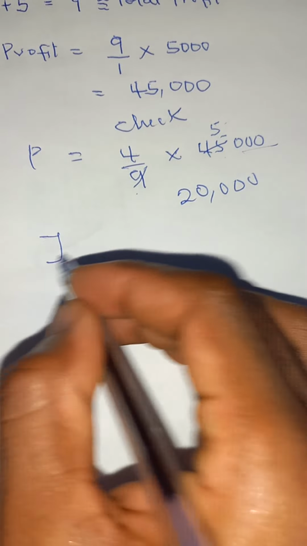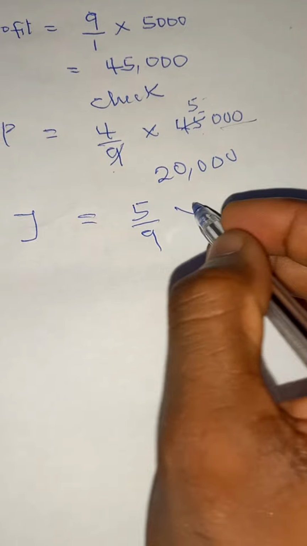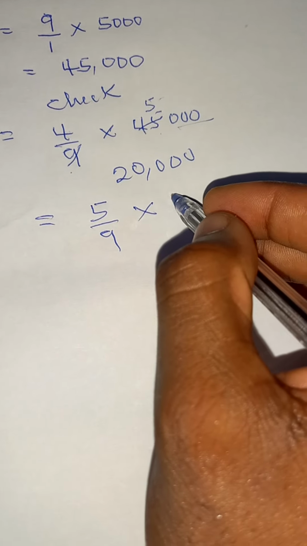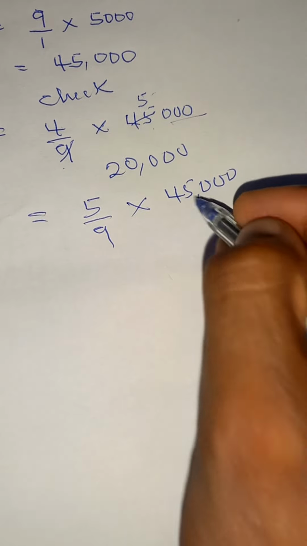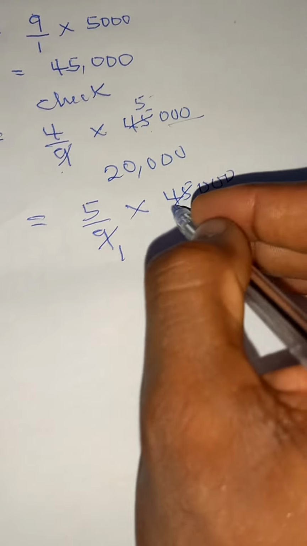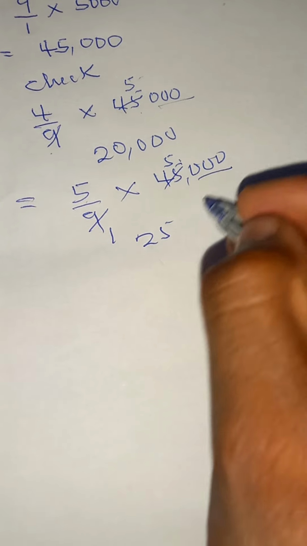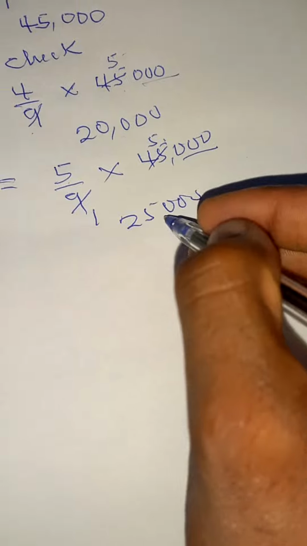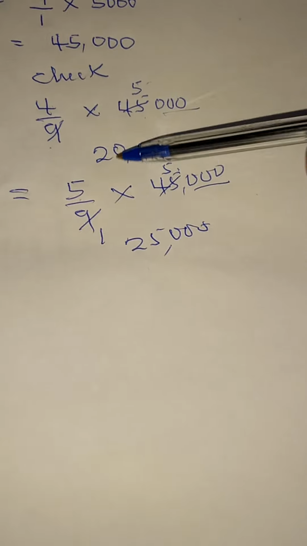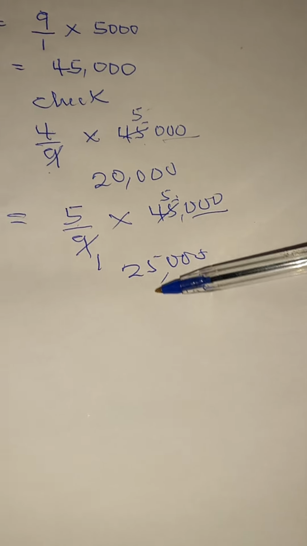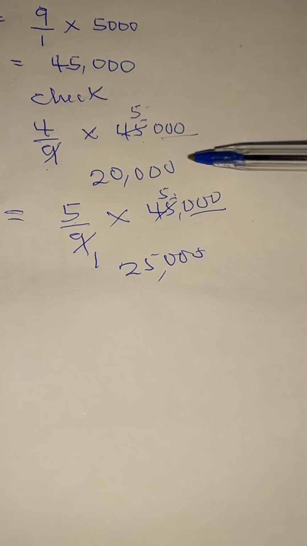Let's look for Jane's. So Jane's ratio, which is 5, over the total ratio times the equivalent total profit, which is 45,000. 9 divides 45 5 times. 5 times 5 is 25. How many zeros here? 3 zeros. So Jane also got 25,000. So you can see that the difference in the amount that they shared is 5,000. Jane is getting 25,000 and Peter got 20,000.